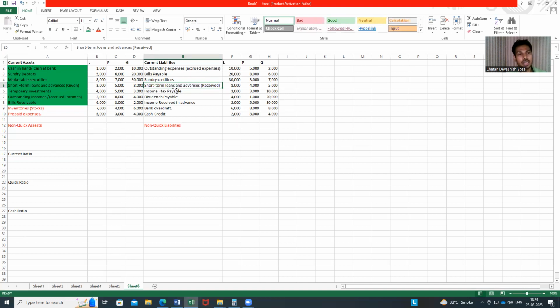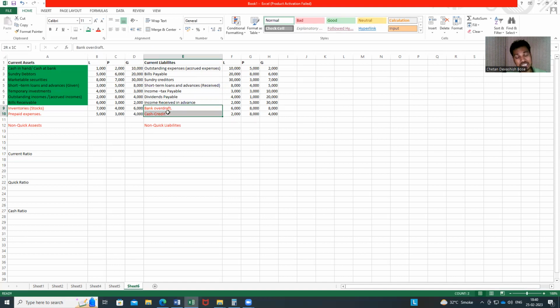Now, income tax payable, you haven't paid your income tax. Dividend payable, you haven't paid the dividend. This all are current liabilities. Income received in advance, you have received something in advance, so that is the income, so it is your current liabilities. Now, bank overdraft and cash credit is also current liabilities, but these are non-quick liabilities.